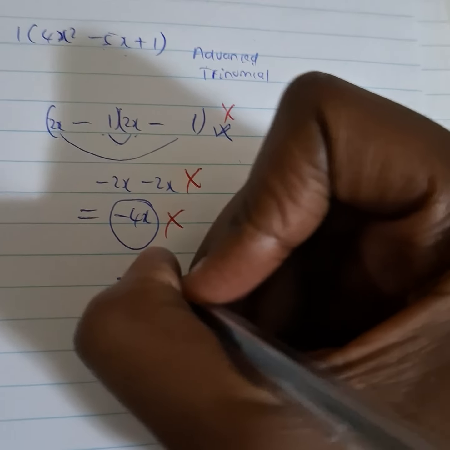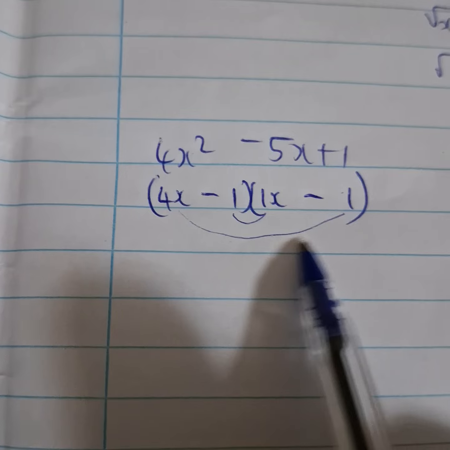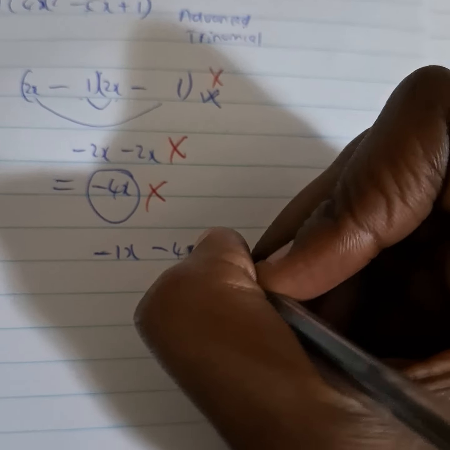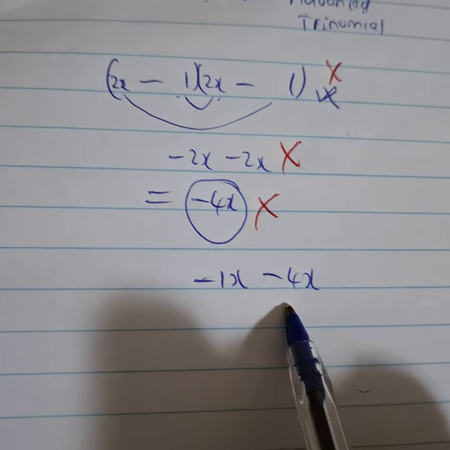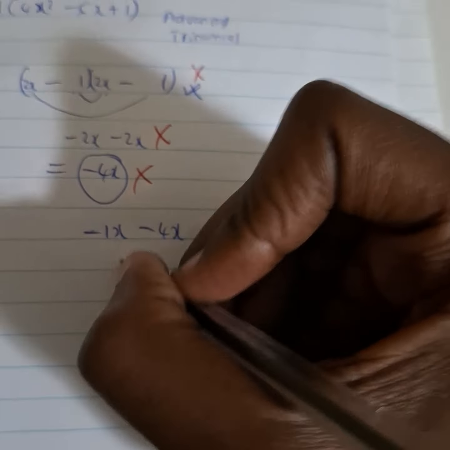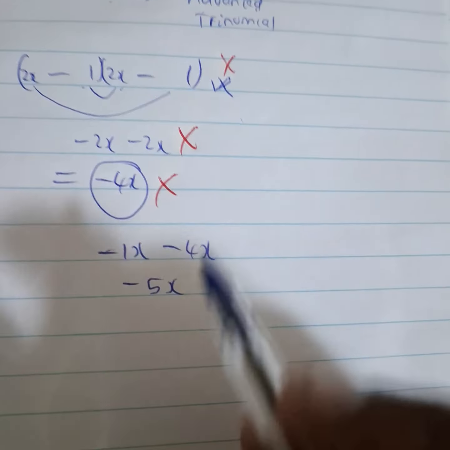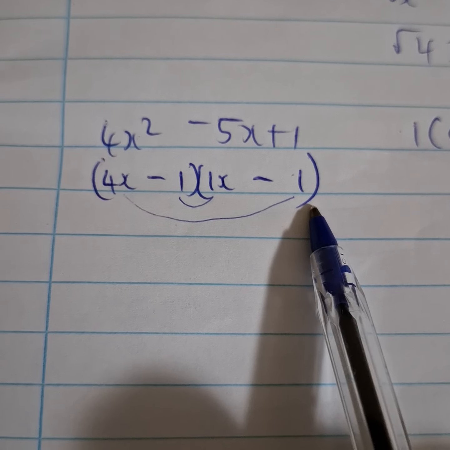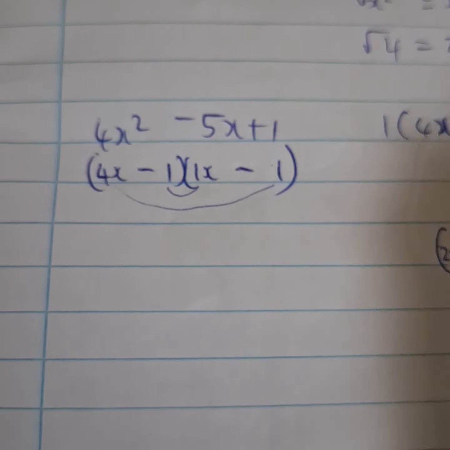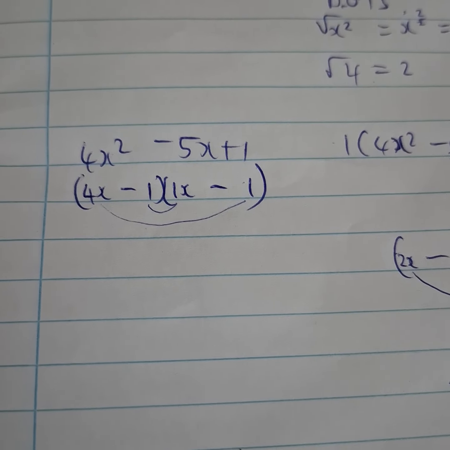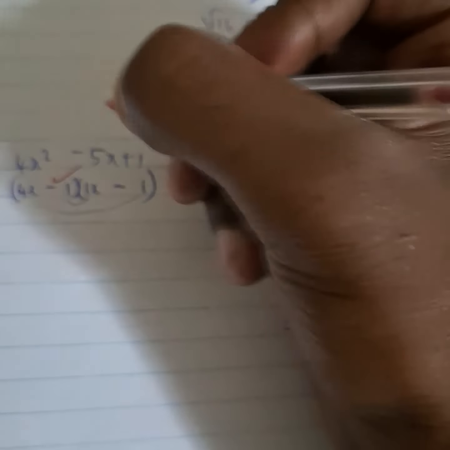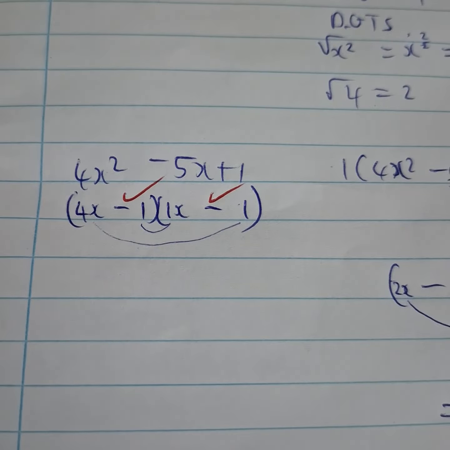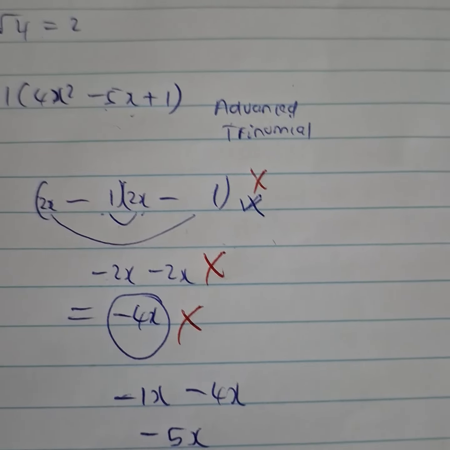Let's check this one out. What's negative 1 times 1x? That gives us negative 1x. What's 4x times negative 1? We get negative 4x. So when we sum these two together, we actually get negative 5x. Is this negative 5x? Definitely. So this works. Definitely works. So therefore we can say that our answer here is 100% correct using our trial and error method.